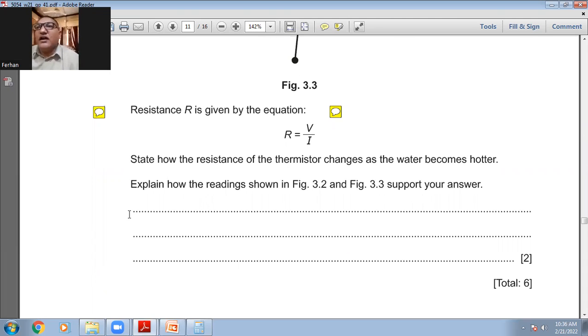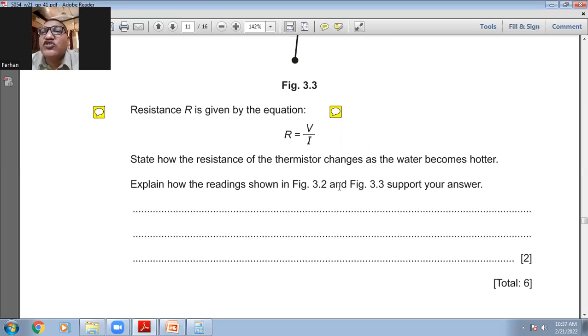You see, when the water has become hotter, the amount of the current which is flowing through the thermistor has changed. Before it was 0.34 ampere, and now it is 0.56 ampere. So the current value has increased. And if the current value flowing through the thermistor has increased and the voltage has not changed, it means that the resistance has decreased. That's why the amount of current has increased.